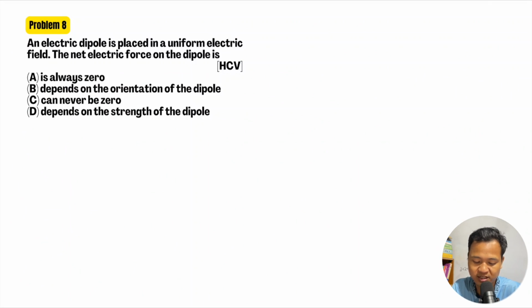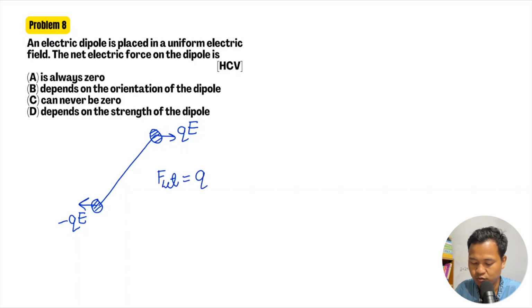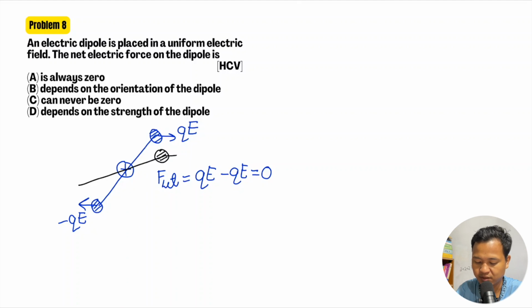Torque question. An electric dipole is placed in a uniform electric field. The net electric force on the dipole is... On one charge the force is Q into E, on the other it is minus Q into E. So net force is Q into E minus Q into E, which is 0, always. Even when you rotate it about the fixed point, the force on one charge is Q into E and on the other is minus Q into E, so net force is always 0. Remember the point.